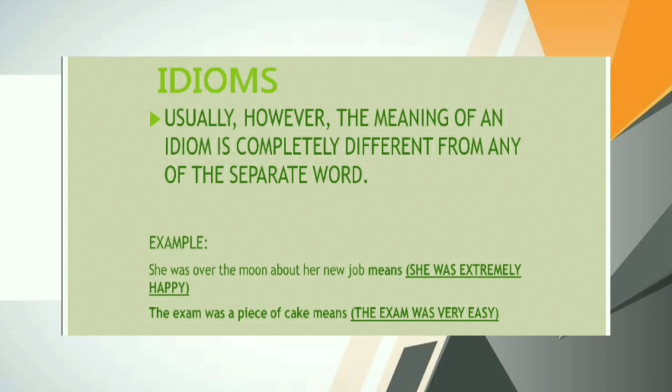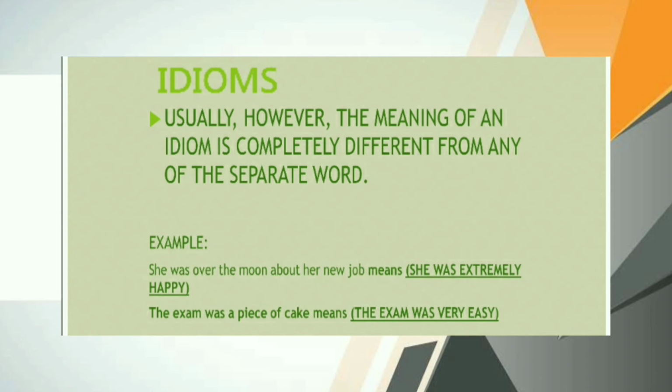However, usually the meaning of an idiom is completely different from any of the separate words. An example is, she was over the moon about her new job, which means she was extremely happy. The exam was a piece of cake means the exam was very easy.